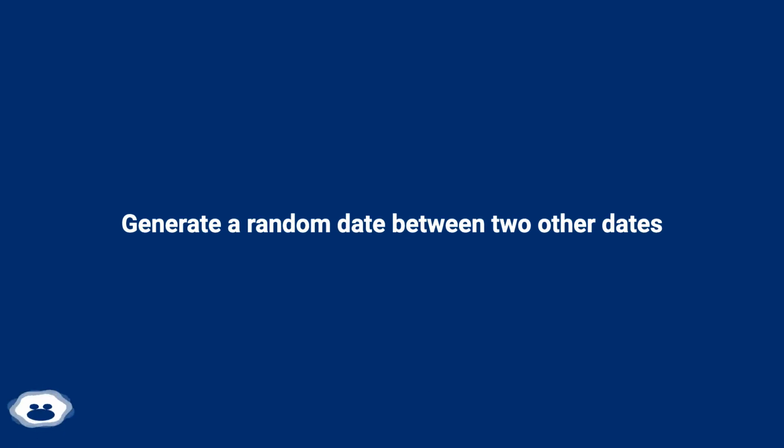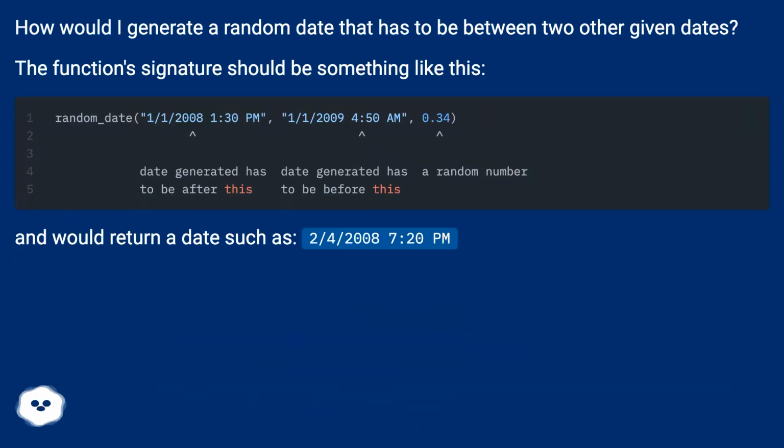Generate a random date between two other dates. How would I generate a random date that has to be between two other given dates? The function signature should be something like this. And would return a date such as the 2nd of April 2008 7:20 p.m.